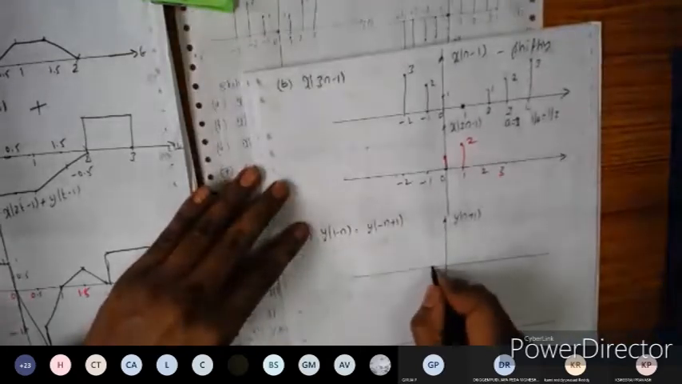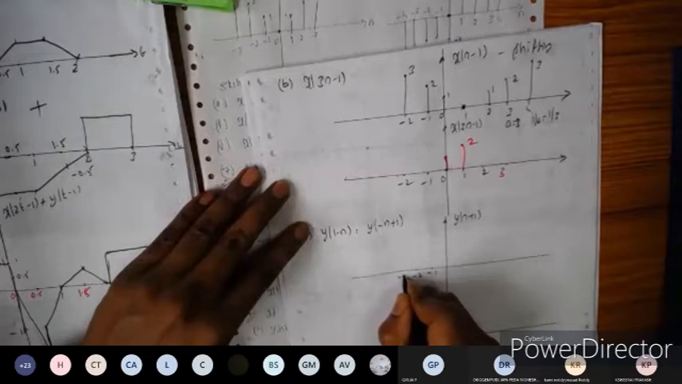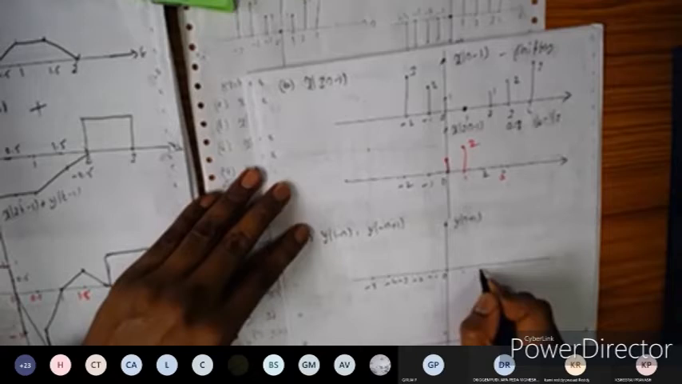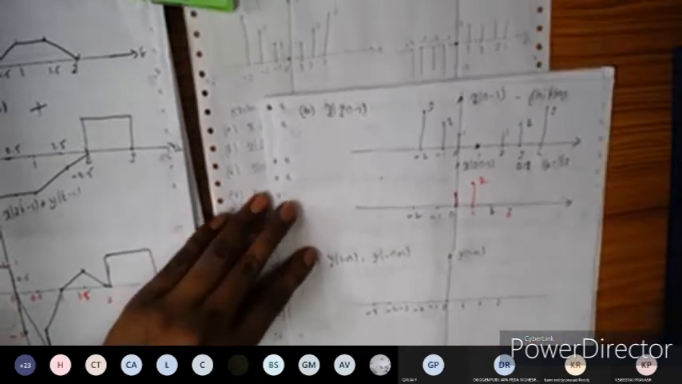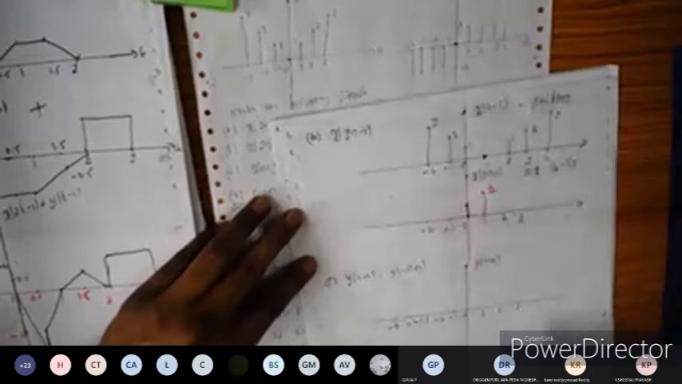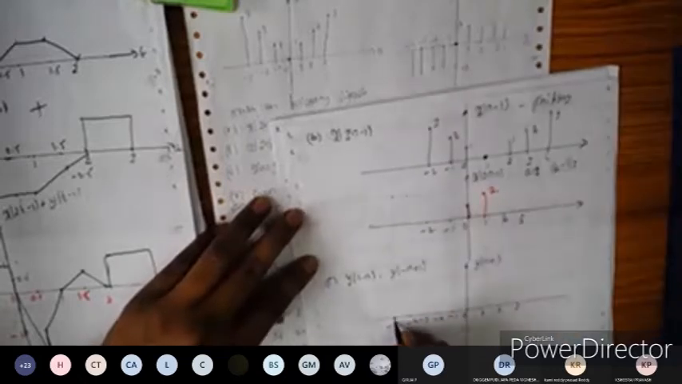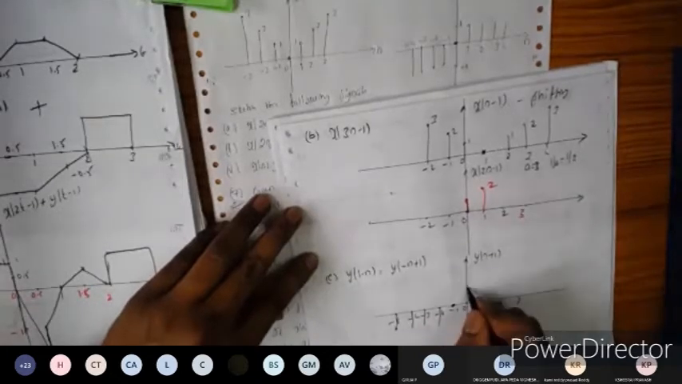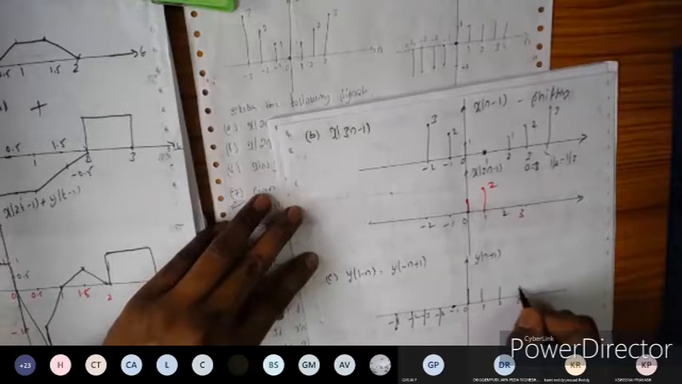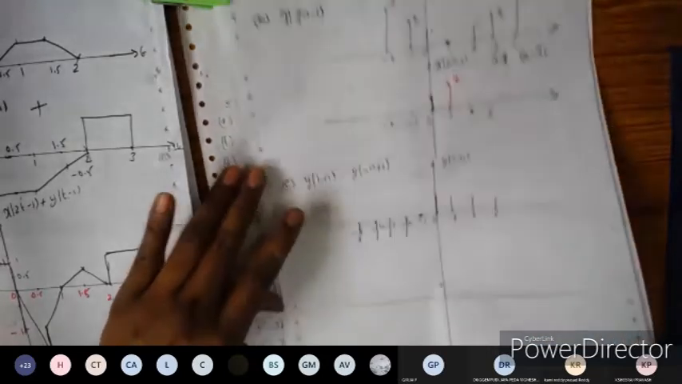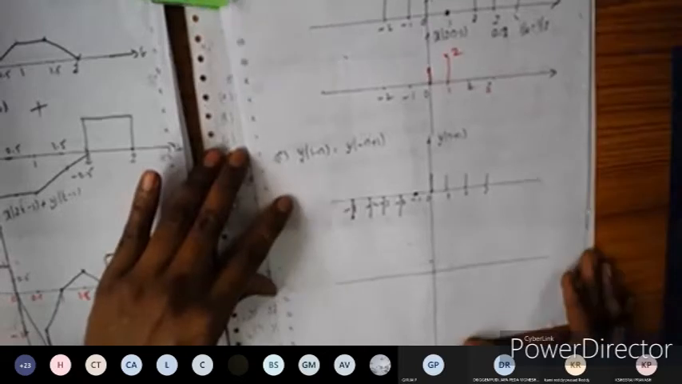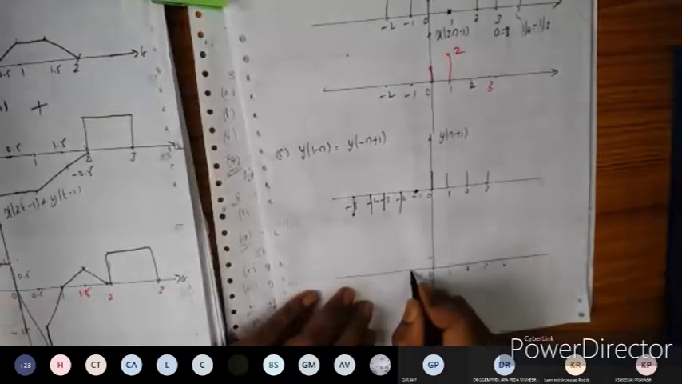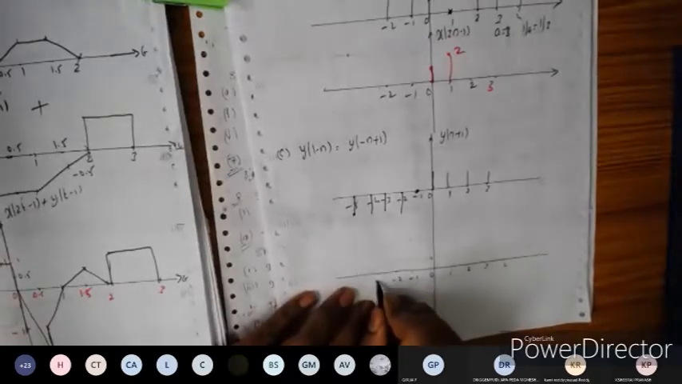So let us define the time index here. Minus 1, minus 2, minus 3, minus 4, minus 5, 0, 1, 2, 3. So when we shift the signal towards the left side by 1 unit, this starting from minus 4 will become minus 5. So next the 0th sample, next 1, 2, 3, 4 will get here. This is y of n plus 1. Done.